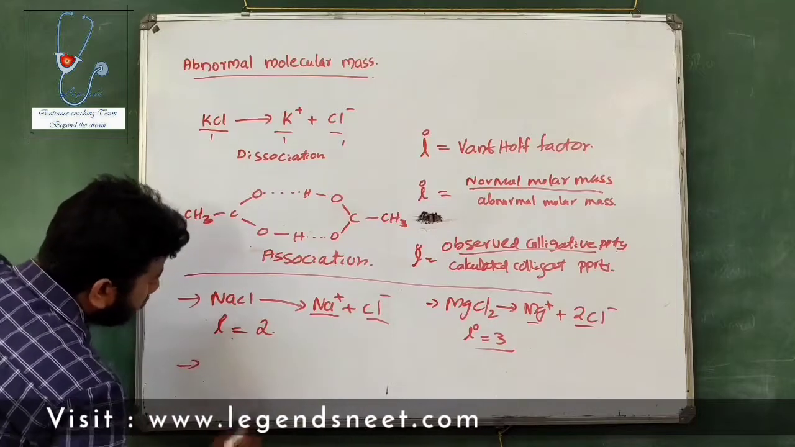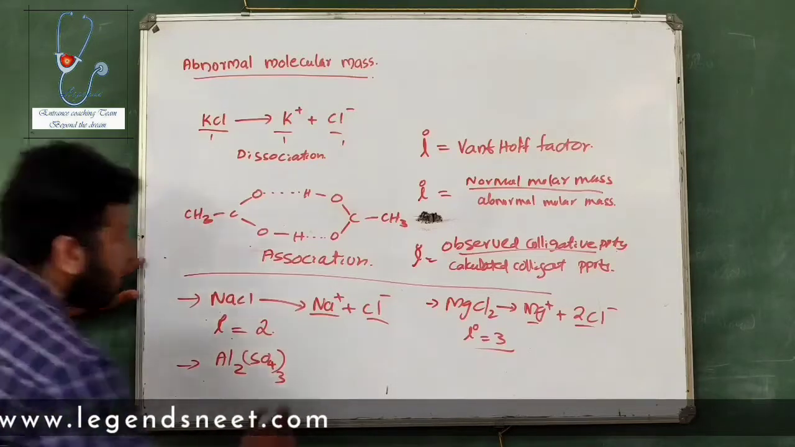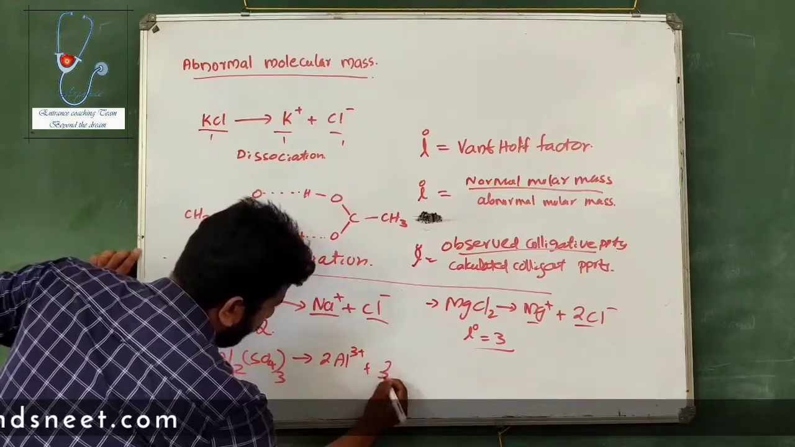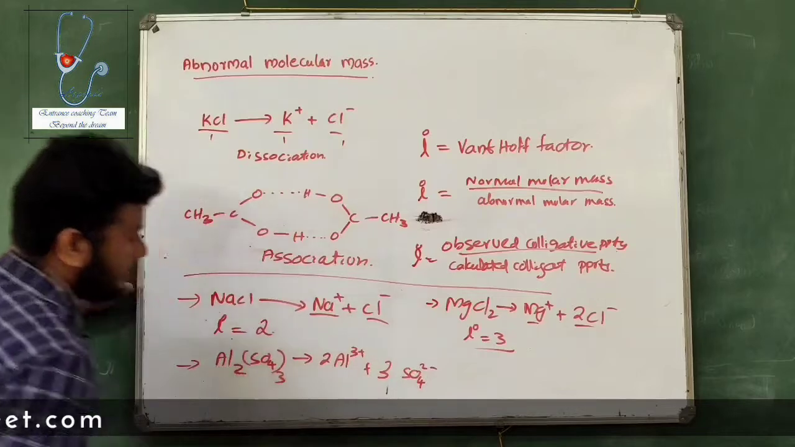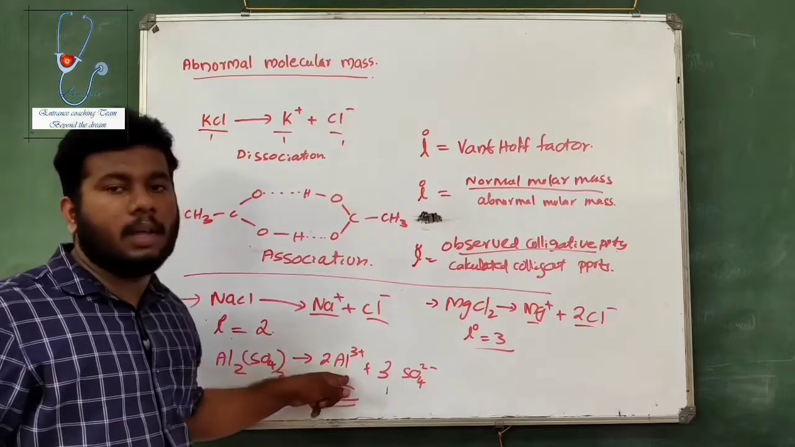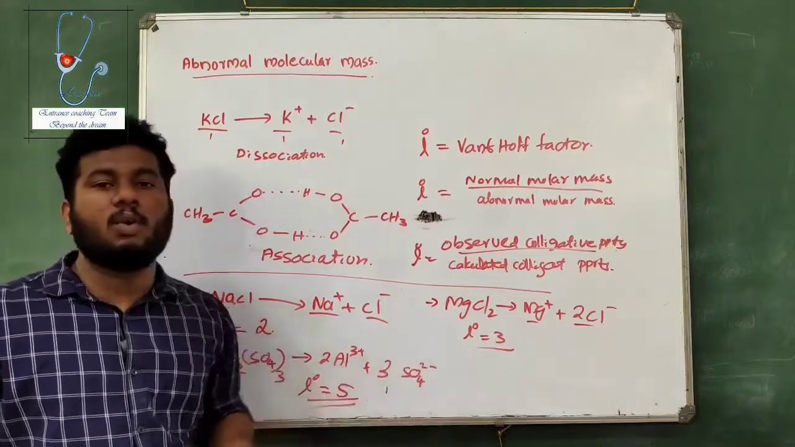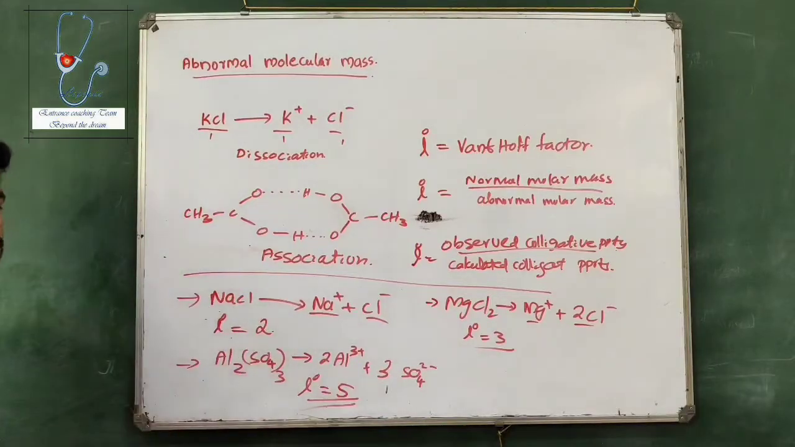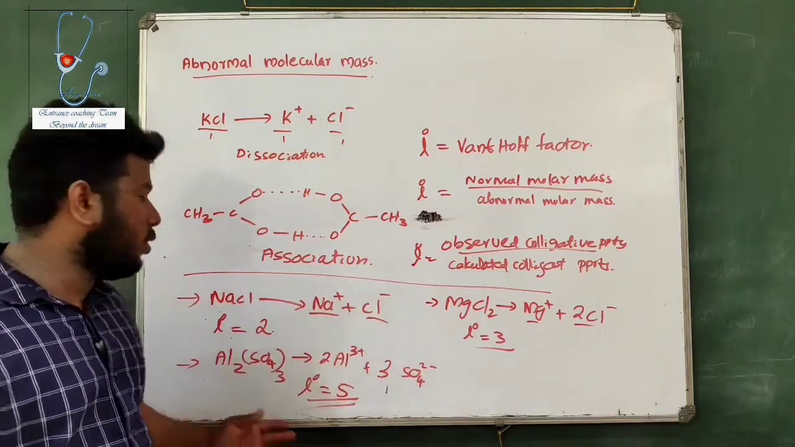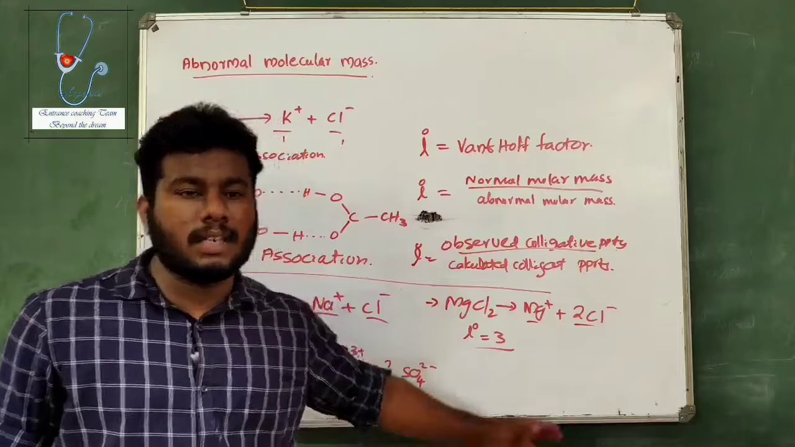Another example, Al2(SO4)3, aluminium sulfate, which dissociates into 2Al3 plus and 3SO4 2 minus. Hence, Van't Hoff factor i is equal to 5, because here there are two Al3 plus ions and three SO4 2 minus ions. So we can calculate the Van't Hoff factor of a strong electrolyte like this. Very simple trick, very important.